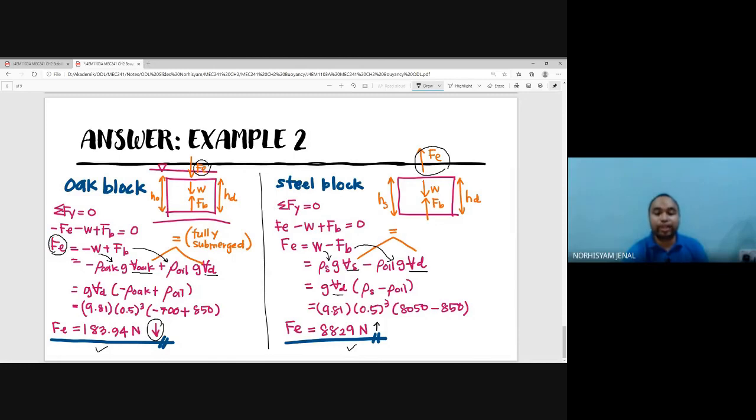Okay. So if you can see, since the difference in density between oil and steel is really big, the amount of external force required is also really high compared to the oak block. For this one, we only have to use 183.94 Newton to push it to the suspended condition. Here, we have to use about 8,000 Newton to pull it up from sinking to a suspended body.